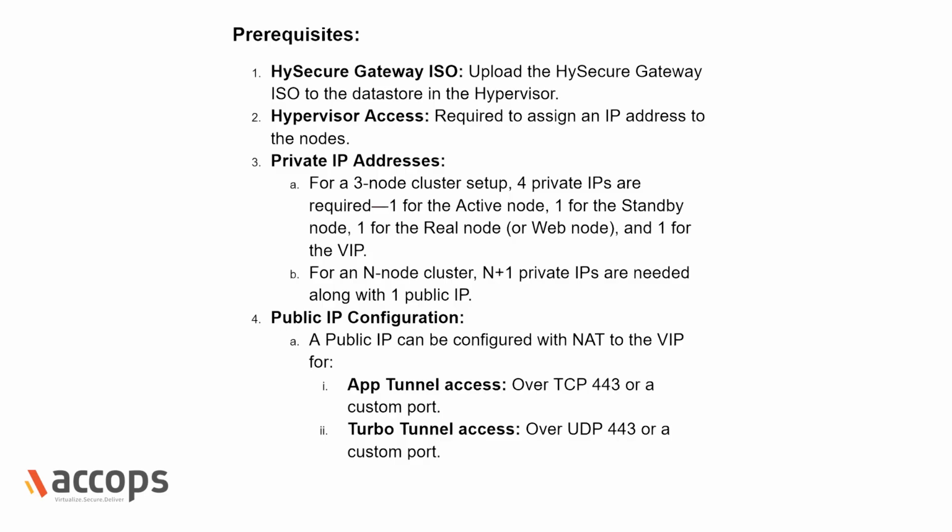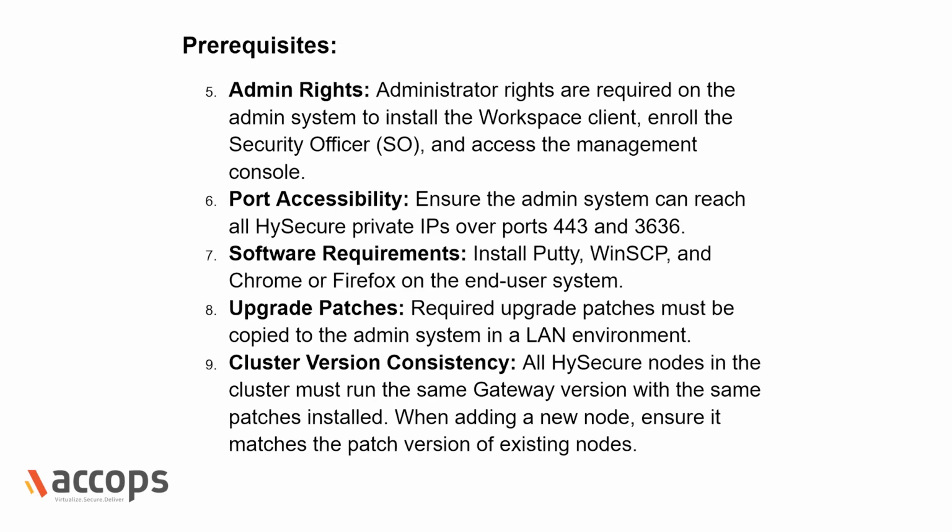App Tunnel Access operates over TCP 443 or a custom port, while Turbo Tunnel Access uses UDP 443 or a custom port. Administrator rights are required on the admin system to install the workspace client, enroll the security officer, and access the management console. Ensure that the admin system has access to all HySecure private IPs over ports 443 and 3636. Software requirements include the installation of PuTTY, WinSCP, and either Chrome or Firefox on the end-user system.